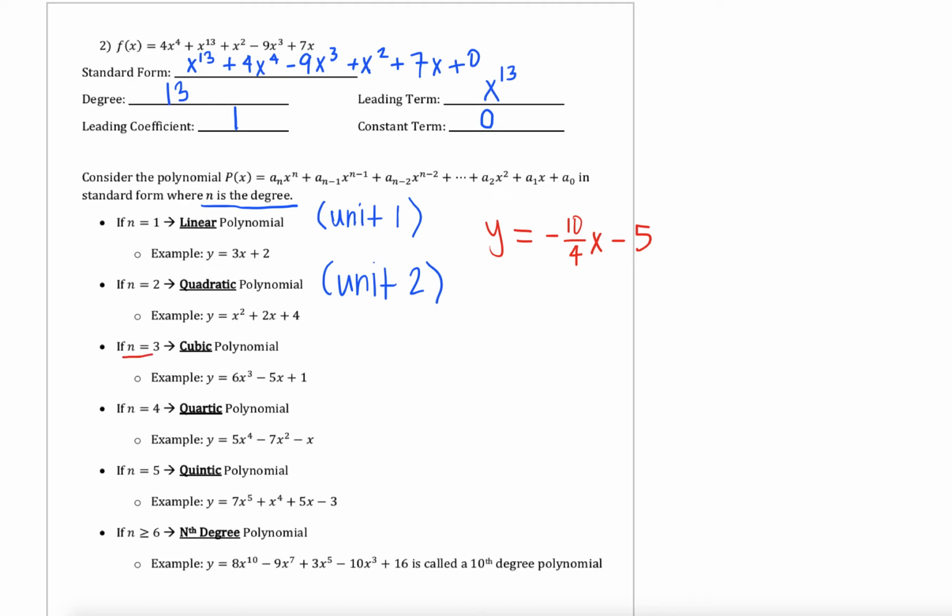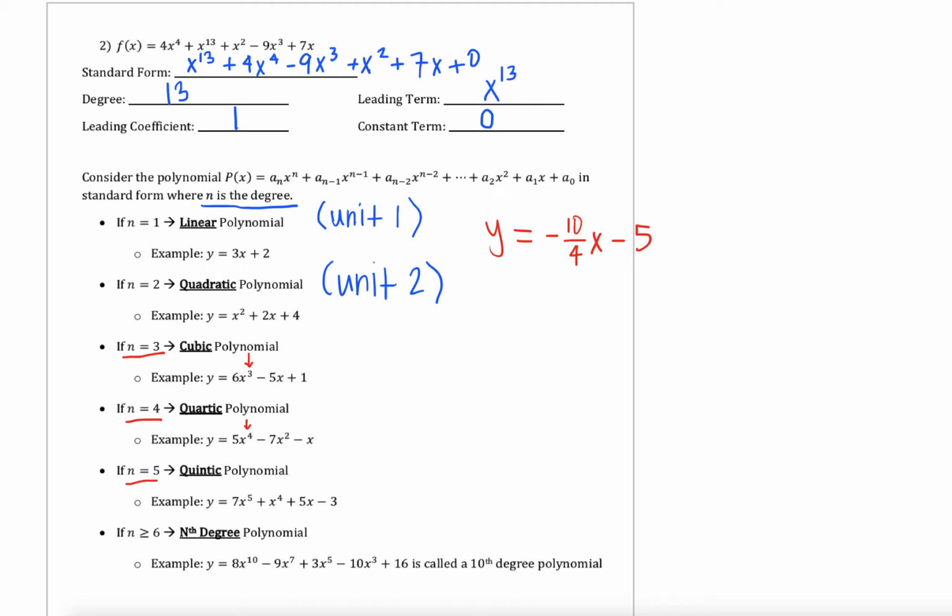Now, if our degree is equal to 3, we have what we call a cubic polynomial. So one example could be y equals 6x cubed minus 5x plus 1. So we can see here our highest power is that 3, and this makes it a cubic polynomial. A quartic polynomial happens when our degree is equal to 4. So one example could be 5x to the 4th minus 7x squared minus x. And that highest power again is that 4, which tells us that we have a quartic polynomial.